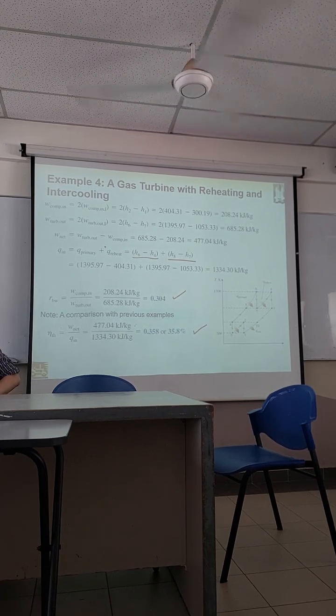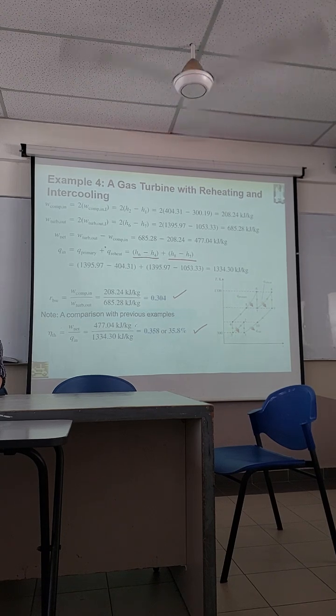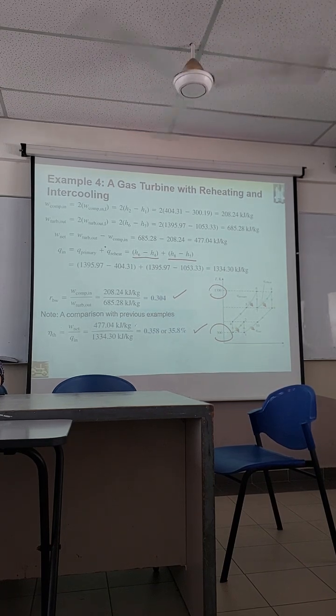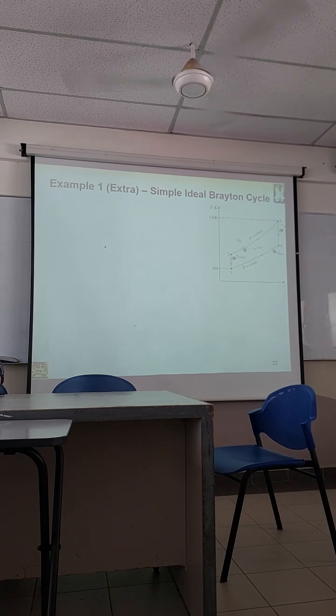Remember that we mentioned that if you are using only intercooling and reheating without regeneration, the back work ratio will improve, but thermal efficiency will drop. Since this question is based on 1300 Kelvin and 300 Kelvin, we can compare with the previous example. But we need to pick the ideal one because this question is based on the ideal cycle. So where is the ideal cycle?